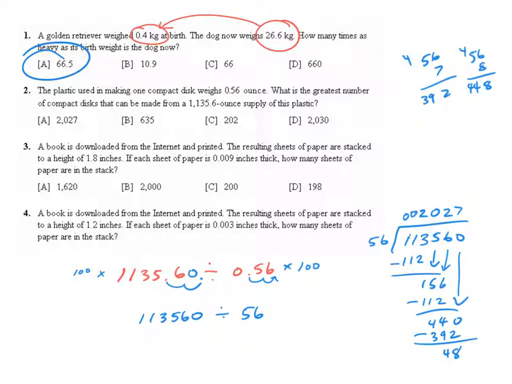And the question asks, what's the greatest number of CDs that I can make? If I go ahead and put a decimal here and bring it up and keep dividing, I'm going to have parts of a CD that I'm making, which is not going to be useful to me. So the greatest number of full CDs that I can make with this amount of plastic is 2027.